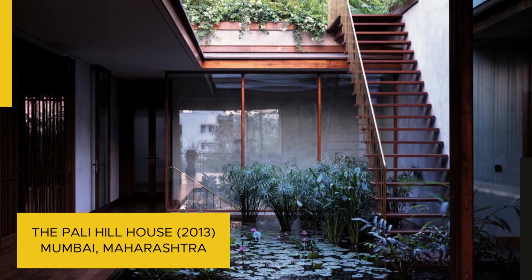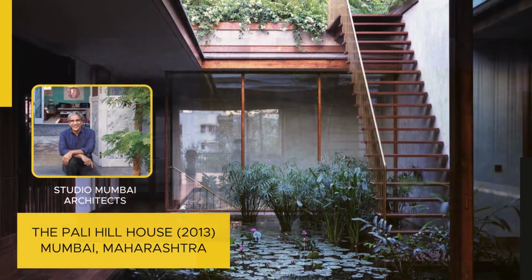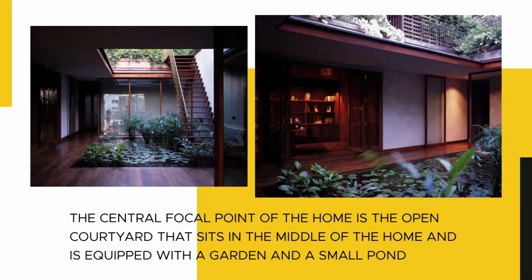The house on Pali Hill, designed by Studio Mumbai Architects, is a small sanctuary in the urban setting of Bandra, Maharashtra, India. The project was completed in 2013, represents a minimalistic design structure with the added plus of comfort and privacy. Surrounded by trees, the multi-level home consists of floating staircases and long windows that encourage natural light to brighten the interior of the home.